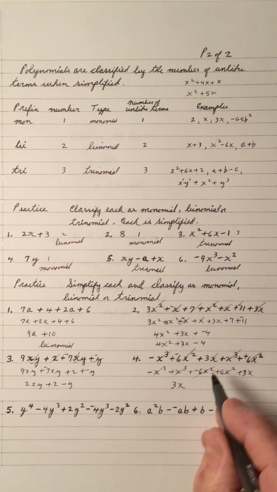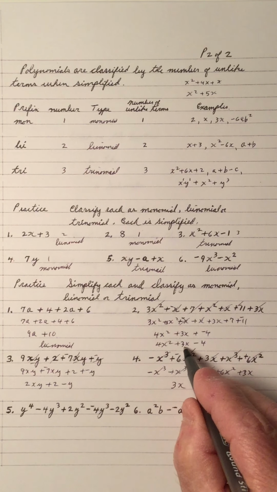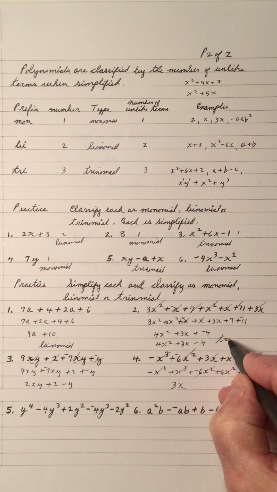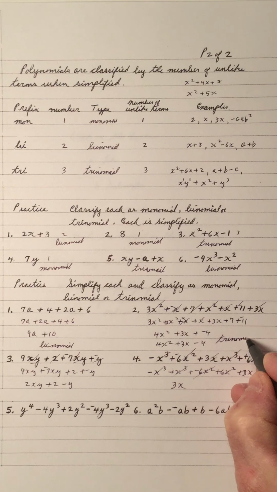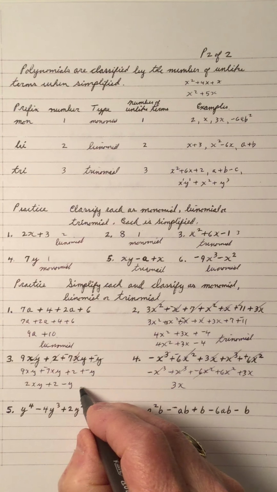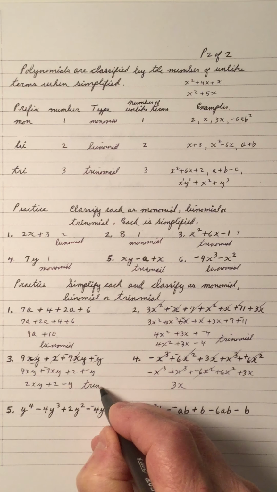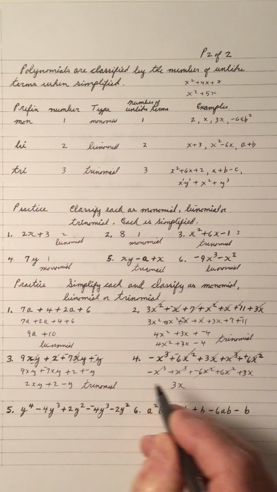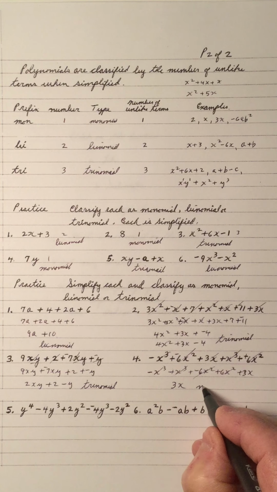Oh, I forgot to name these. That's 1, 2, 3. That's a trinomial. I better be careful trying to explain everything. That's 3 terms, so that's a trinomial, 3 terms. And this is 1 term, so that's a monomial.